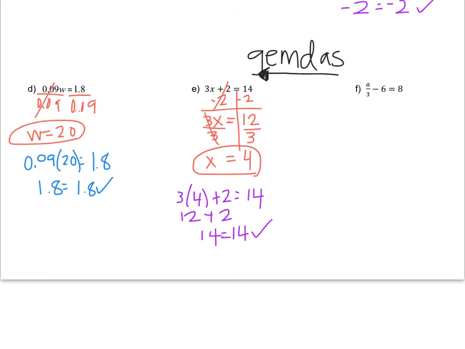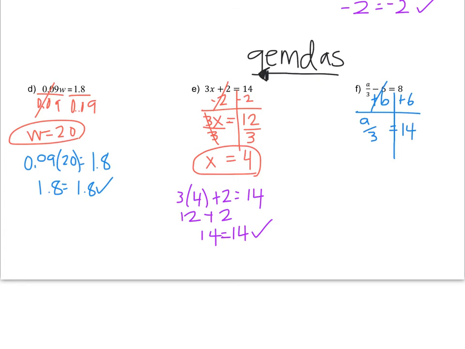All right, the last two-step equation that we're going to look at is letter F. And if I go backwards in GEMDAS, first I have to decide what operations I have. So I have division here, and I have subtraction. Going backwards in GEMDAS, I would hit that subtraction before I hit the division. So let's get rid of that subtraction first, and I get rid of subtraction by using addition. So I'm going to add 6, and I'll get a over 3 equals 14.